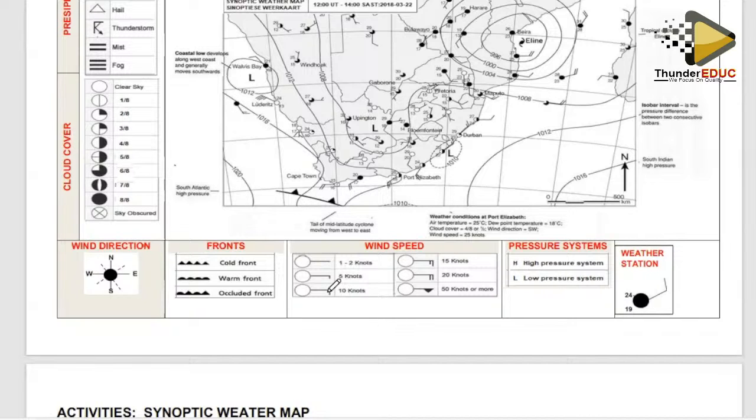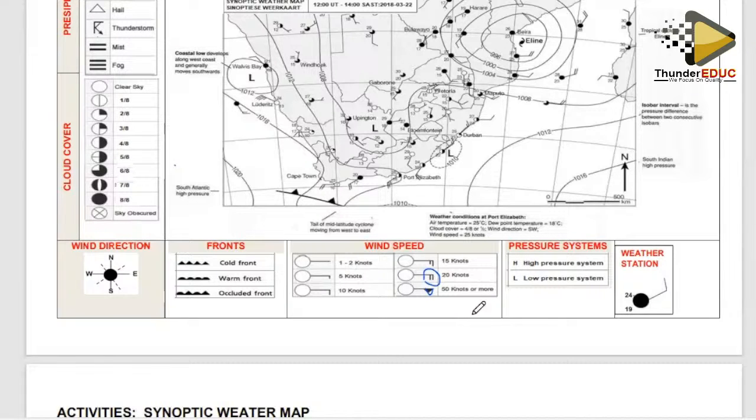And if there's 15, it means it's 10 plus 5. 10 is indicated by 1 full feather at the end, while 5 is indicated by half a feather at the end. So a full plus a half, meaning 10 plus 5 gives us 15. Then when there are 2 full feathers at the end, like what is indicated here, that is 20 knots. It's 10 plus 10. Then when it's 50, we put that triangular inclination at the end, like what you are seeing there, to indicate that we've reached 50 or more knots.